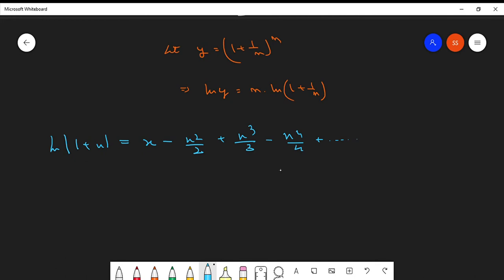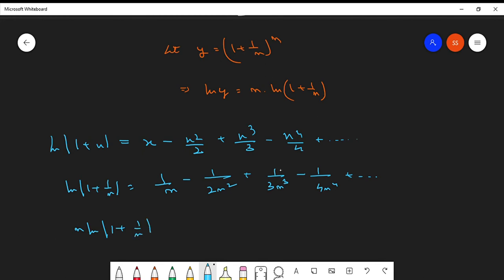Now see, here you have 1 over n, right? So the natural logarithm of 1 plus 1 over n will be 1 over n minus 1 over 2n square plus 1 over 3n cube minus 1 over 4n to the power 4 and so on. So what will be n times the logarithm of 1 plus 1 over n? This is 1 minus 1 over 2n plus 1 over 3n square minus 1 over 4n cube and so on, right? This is what you have.